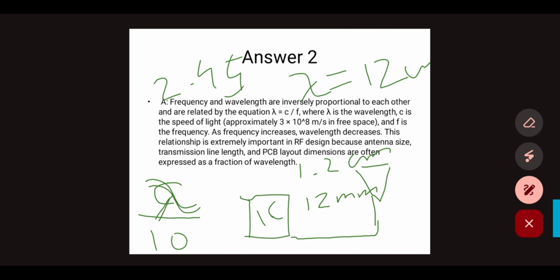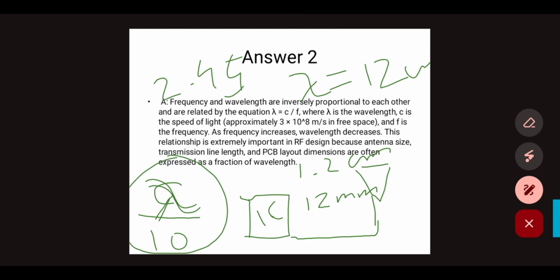And if we do not want to worry about the length of this transmission line, and the characteristic impedance of this copper trace, then it is better to keep its length lower than lambda by 10.